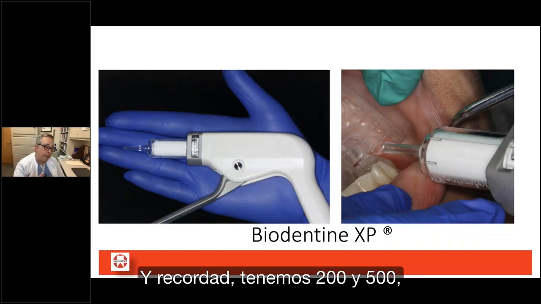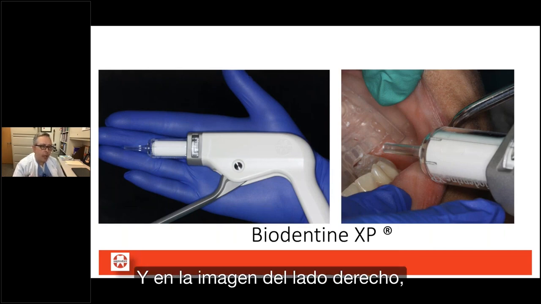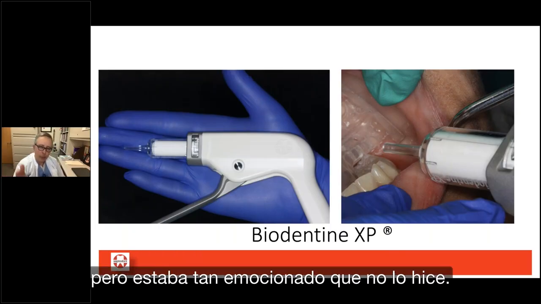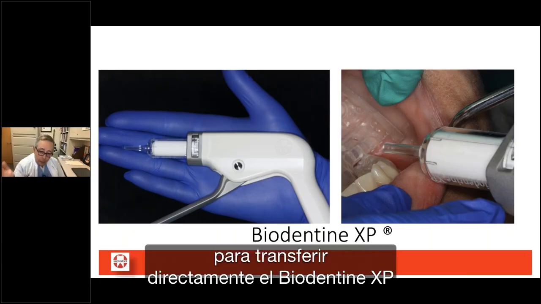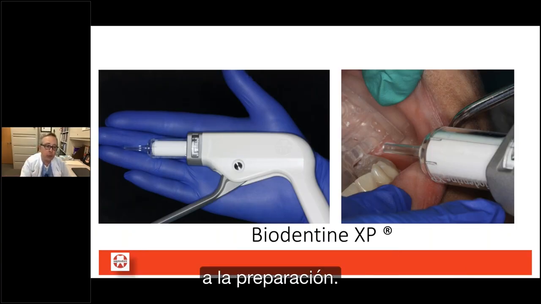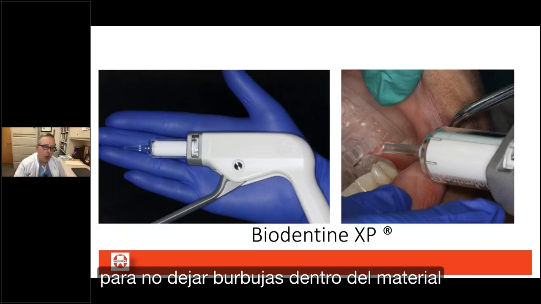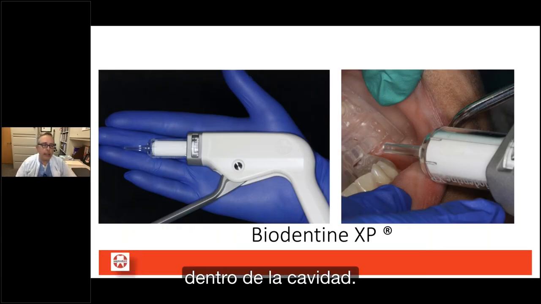And remember, we have the XP 200 and 500, depending on the amount of Biodentine that we need. In the picture on the right side, the tip is not yet bent. I was supposed to do that before I took the picture, but I was so excited that I didn't. But you can bend the tip so you transfer the Biodentine XP directly into the preparation. Then you can use a Q-tip, or whatever instrument you want, to not leave any bubbles within the material and to make sure it's evenly distributed within the cavity.